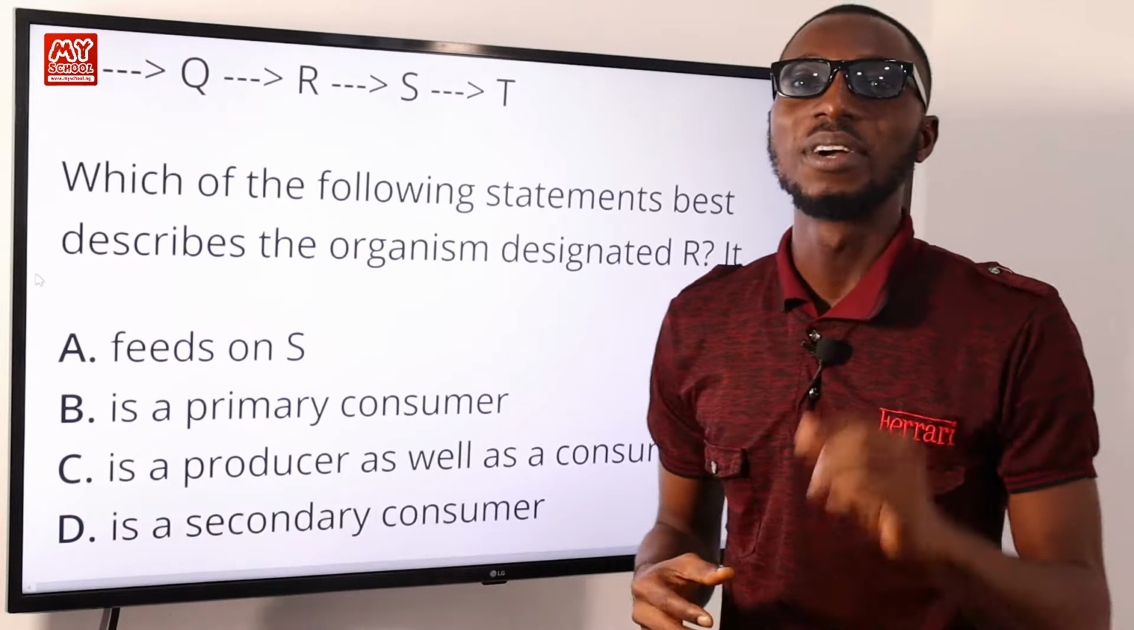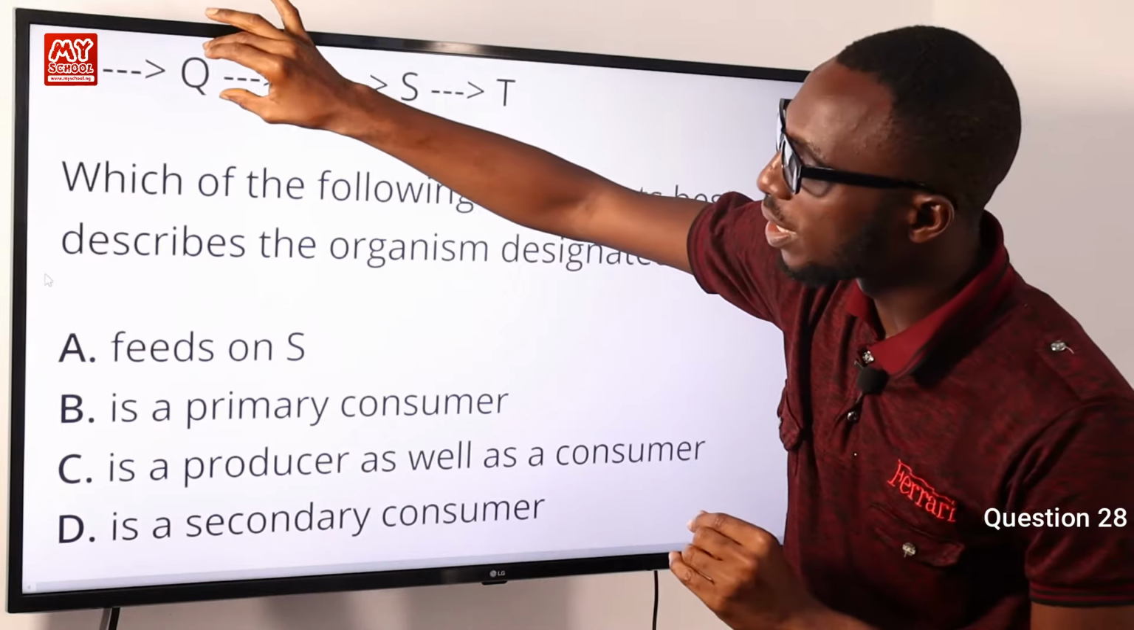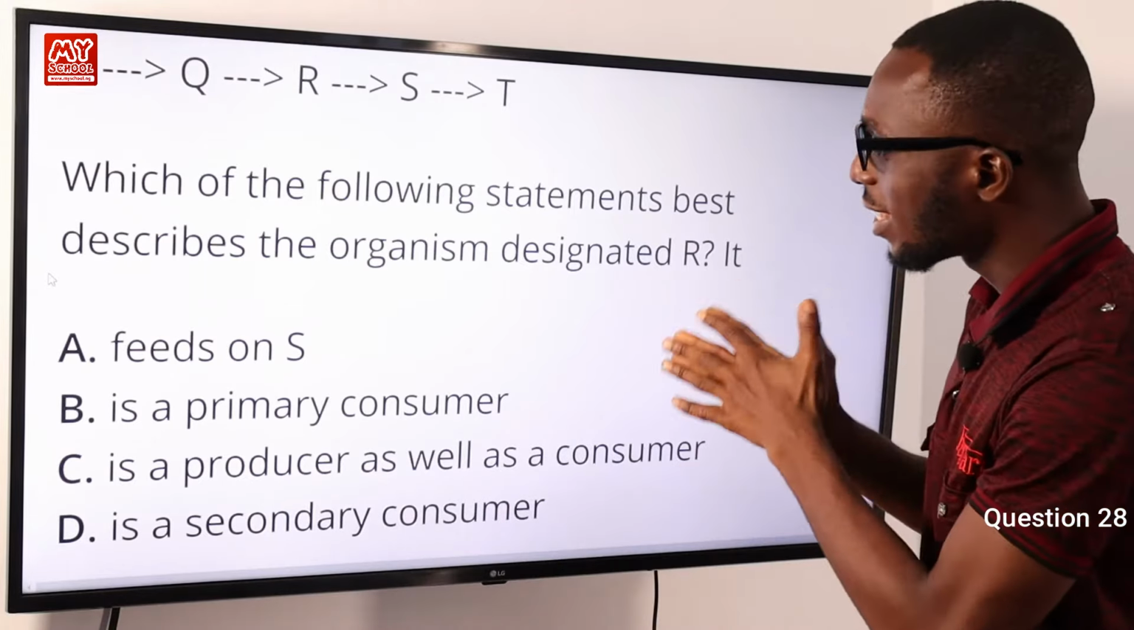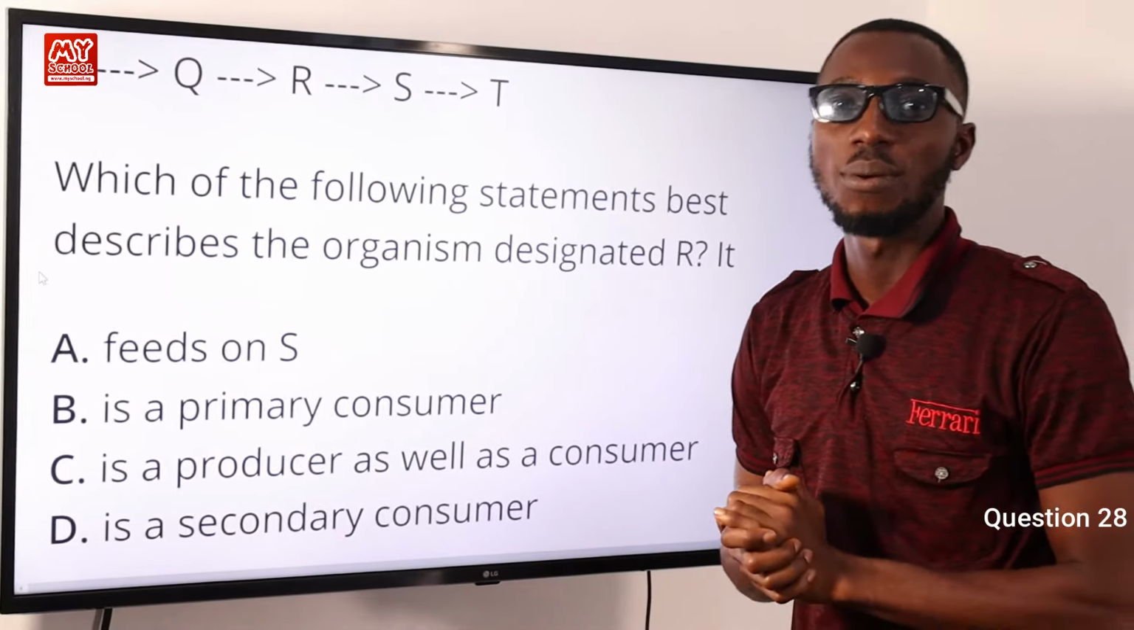So let's tackle question 28. Which of the following statements best describes the organism designated R? So what does R do? Okay, this is the producer, the green plants. Then we have the primary consumer, Q, probably something like your sheep or your grasshopper. Then we have R. R is your secondary consumer that feeds on Q. So the correct option is D. It is a secondary consumer. So that is the correct option.